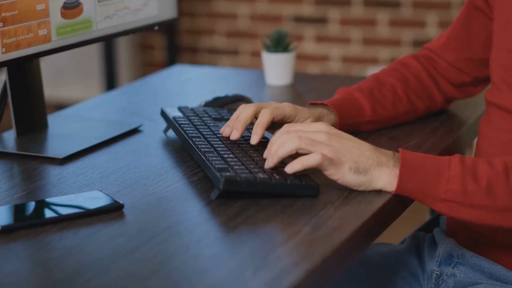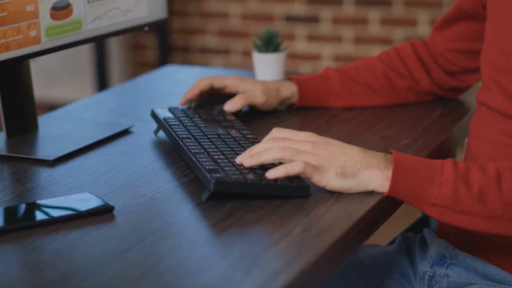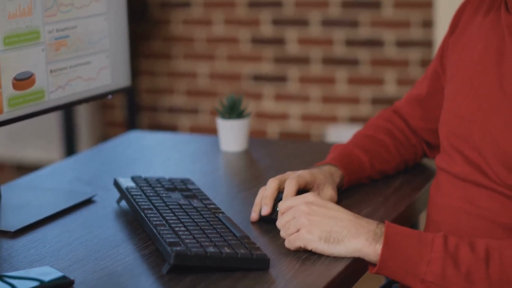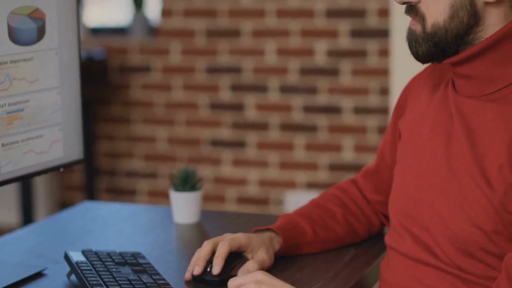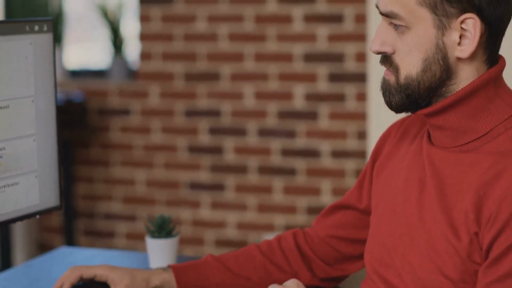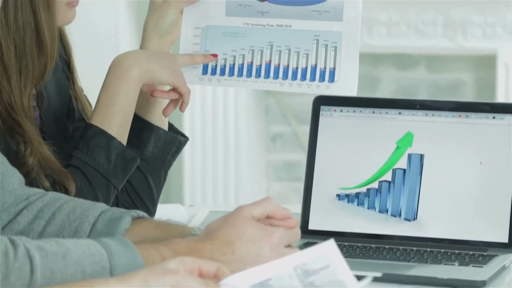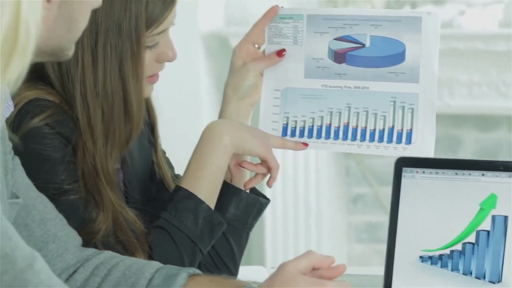Take, for example, a business owner whose goal is to increase profits. That's a worthy aim, but it's too broad. How much profit increase are we talking about? In what time frame? From which aspect of the business? A more specific goal would be, I want to increase my online sales by 30% over the next 6 months. Now, that's a goal with a clear direction.